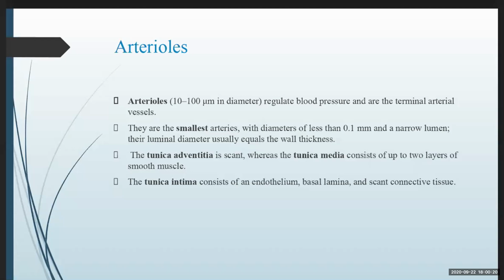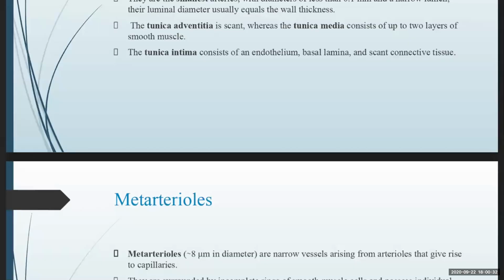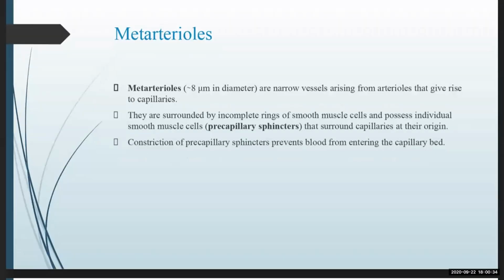There are just not as many for arteries, for example. Their number is decreased for arterioles, but anyway, they have connective tissue in their tunica intima. Good question. And next is metarteriole.